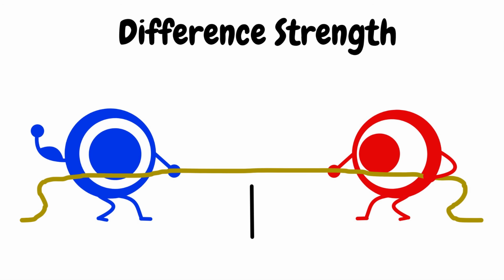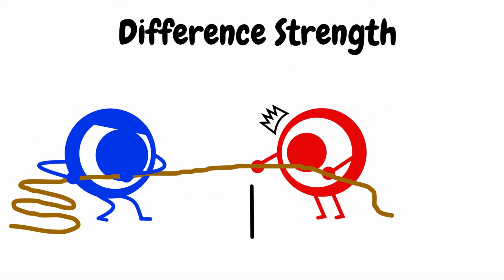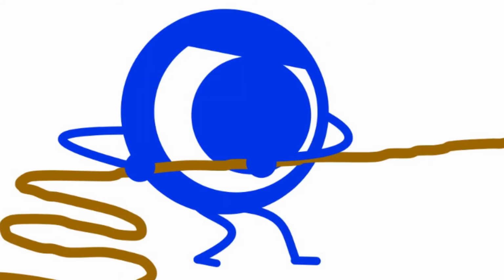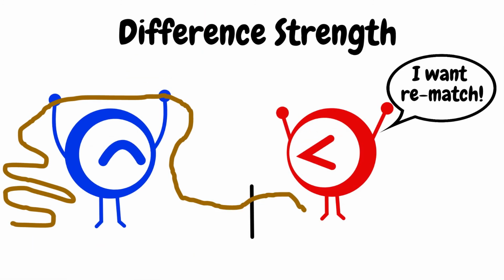And finally, the difference in strength can be so great, so wide, that the person will yank the rope out of your hand and win it all. And you'll be left begging them for a rematch. Now you understand more about bond polarity. Let's check for understanding.